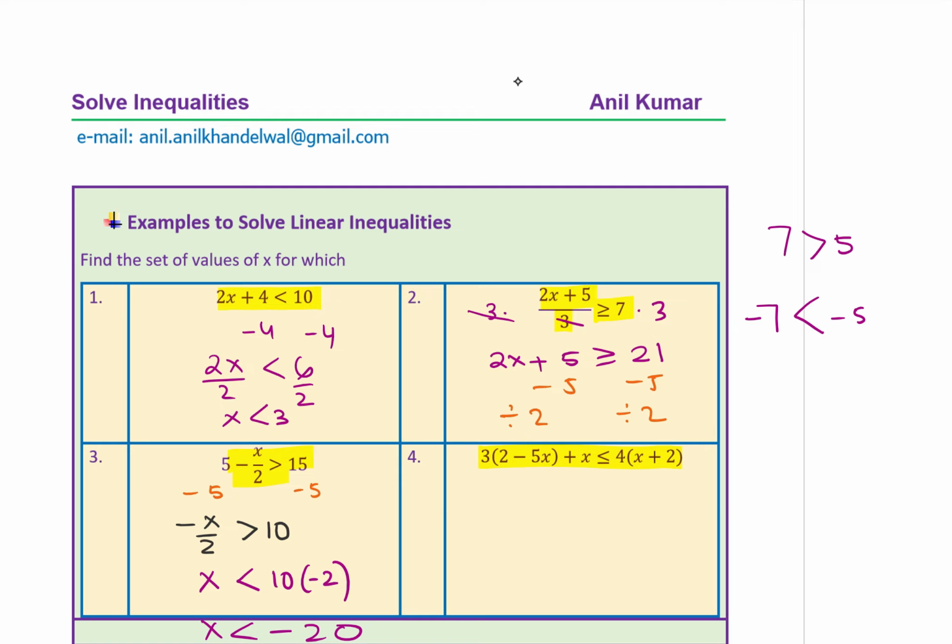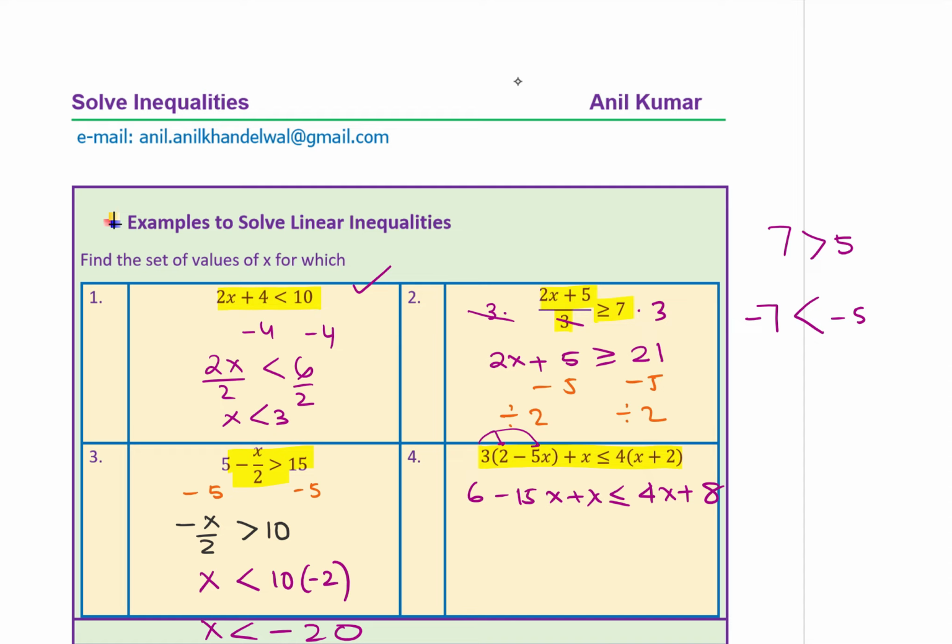Now here also I have a similar situation. So when I open this bracket using the distributive property, what do I get? I get 3 times 2, which is 6, minus 3 times 5, which is 15, x plus x less than or equal to 4 times x plus 8. Now we have a similar situation as we did in our question number 1. And then we can continue with the solution.